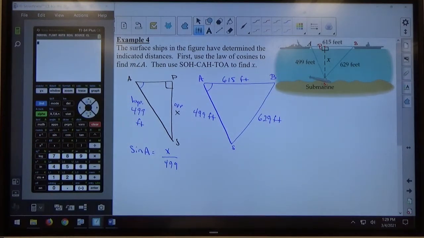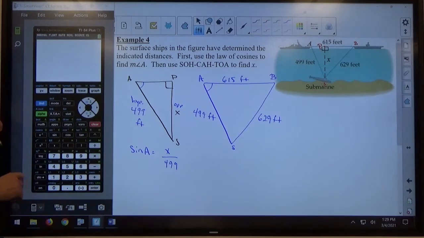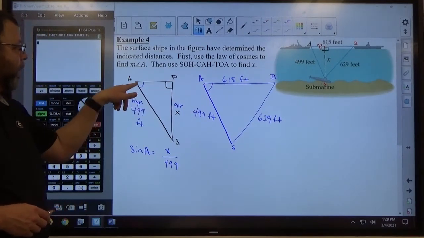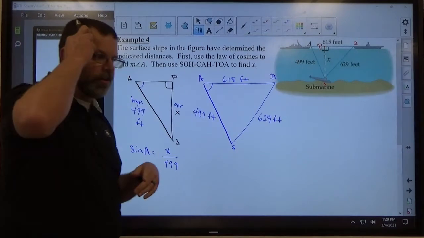I can't use SOHCAHTOA yet because I don't know what angle A equals. There are too many variables. I'm only allowed to have one variable when I'm working SOHCAHTOA. So variable one is A, variable two is X, too many variables, so SOHCAHTOA is not going to work yet. But once I determine what A equals by the law of cosines over here, then I know what A is. I can put that number right there, and now it's workable. That's the strategy. That's what we're going to do.